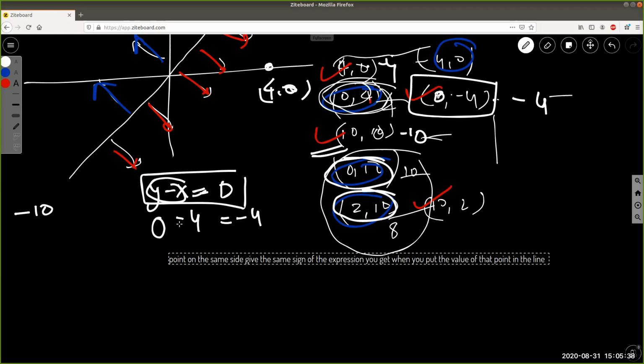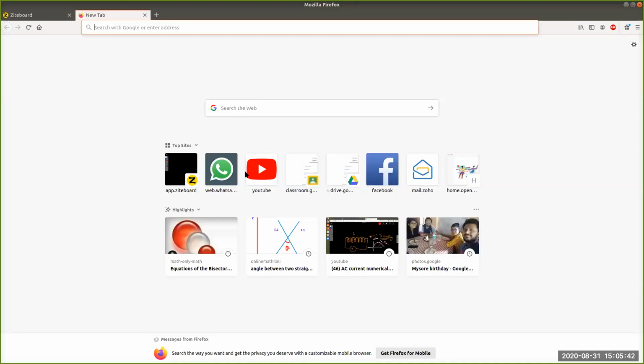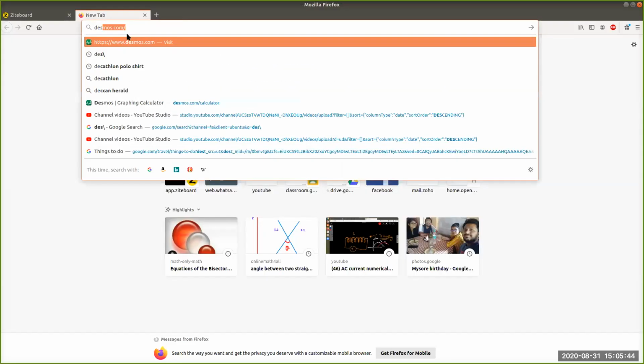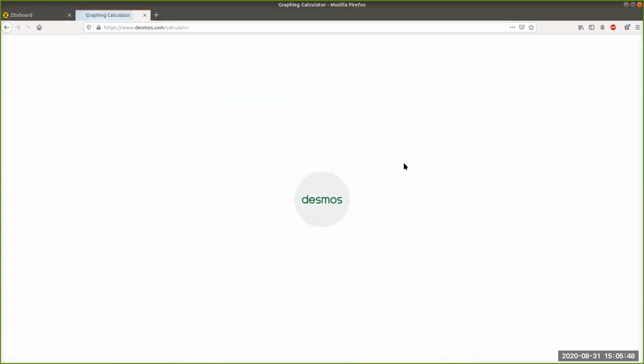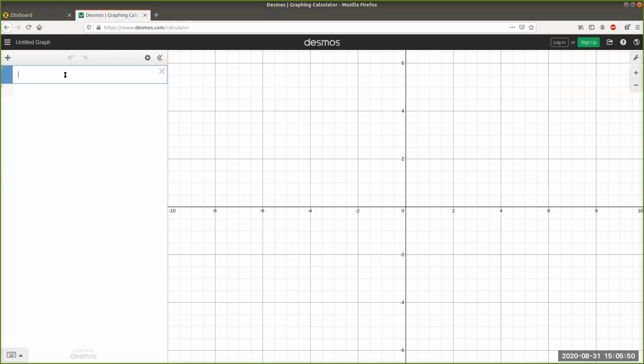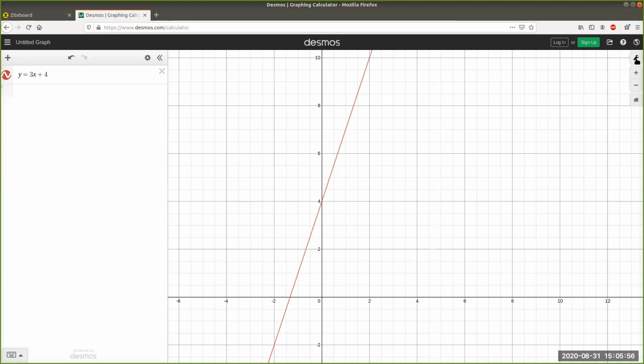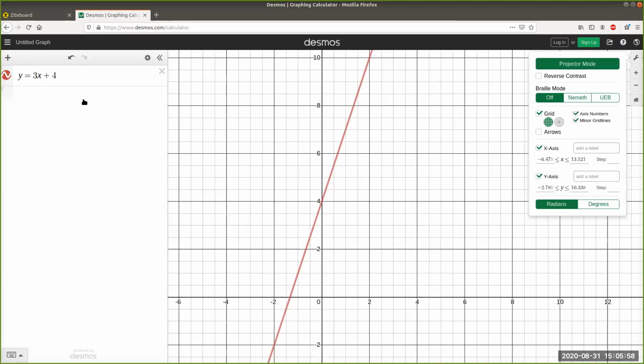Understood? I'll show you one second. I'll show you on Desmos how this is working. Suppose I write y is equal to 3x plus 4. This is a straight line, right? Correct? Suppose this is a straight line.